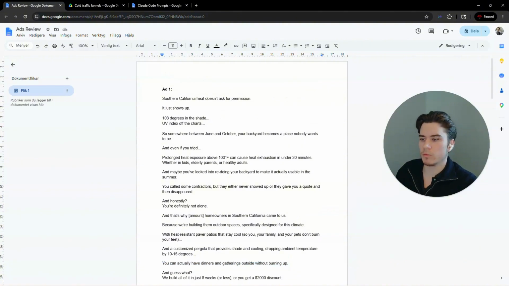One of the things that we're doing is that we're actually digging into a problem, right? That California homeowners can recognize. It gets very hot, and that makes the backyard pretty much unusable, right? Nobody wants to be in it. And hey, even if you've tried, there's this bad thing that can happen. So it's a little bit of fear, right?